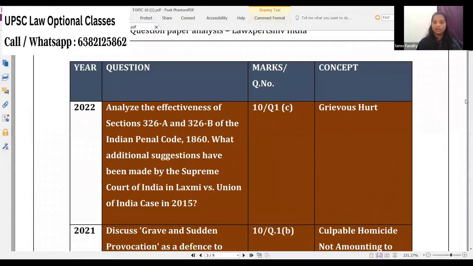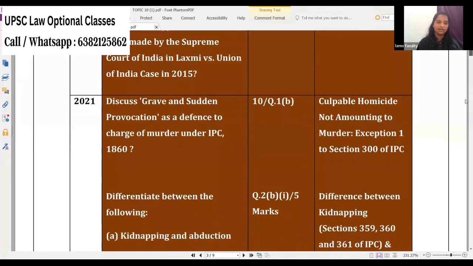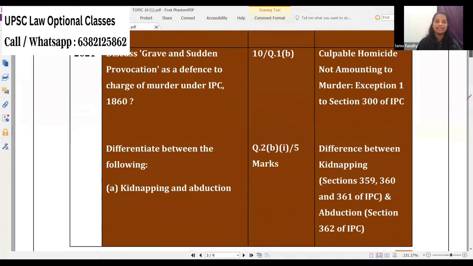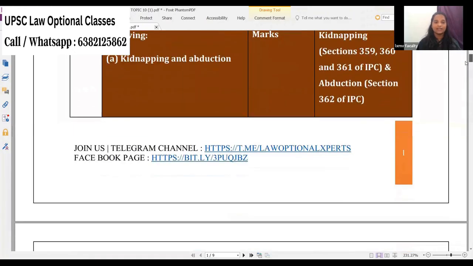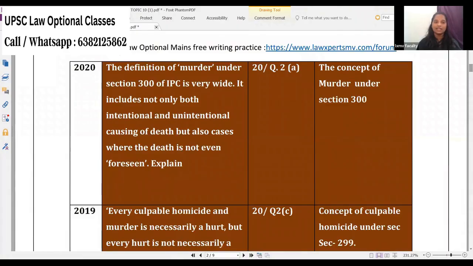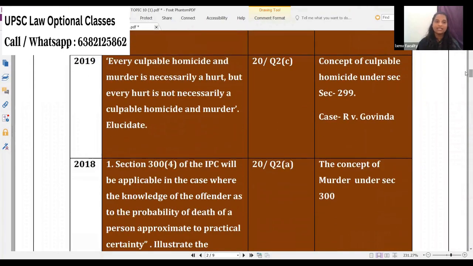2022, we have got a question on acid attack. This is a famous question, a case law for acid attack. 2021, grave and sudden provocation. It is from murder, one of the exceptions to murder. And then you see 2020, definition of murder. So a question from murder is there. 2019, every culpable homicide and murder is necessarily a hurt. So you see culpable homicide and murder coupled with other offenses.